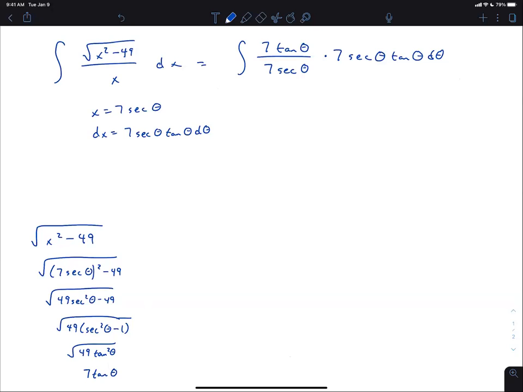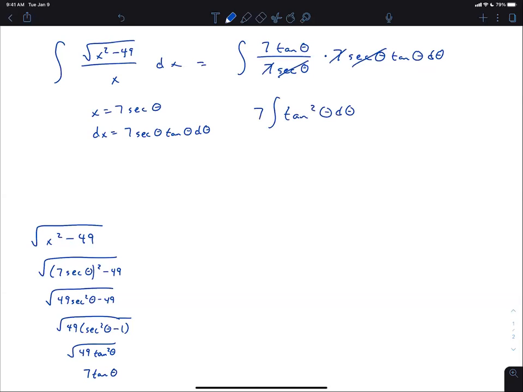All right. So anyway, now we're going to cancel the secants. And we could go ahead and cancel these 7s if we want. And then we're going to pull the 7 out. And we're going to be left with tangent squared theta d theta. And so now we're going to try to do that integral.